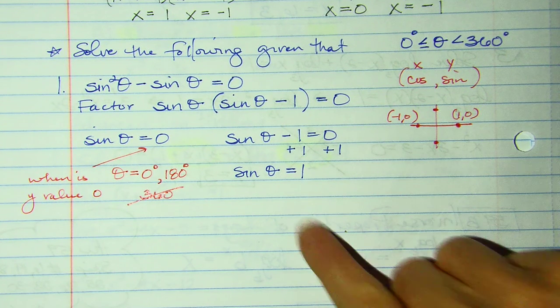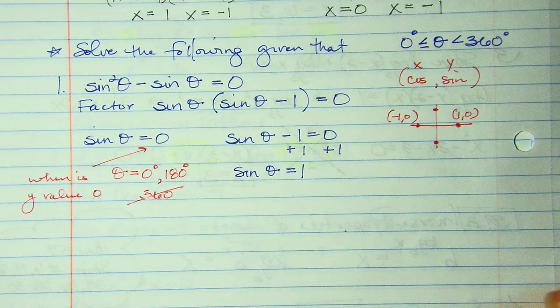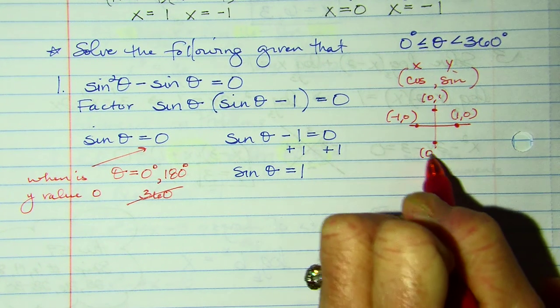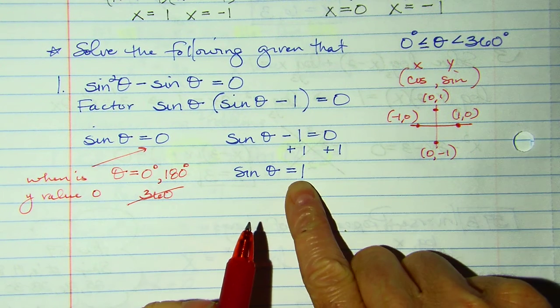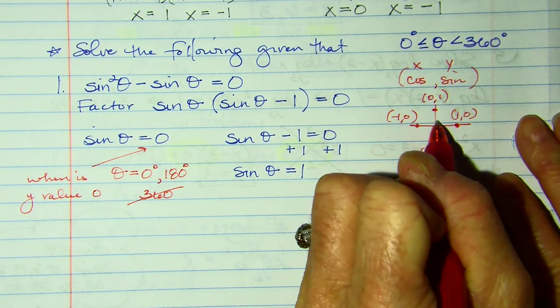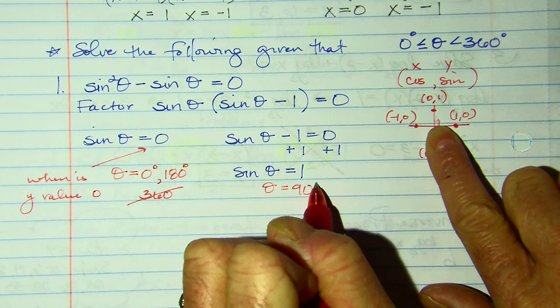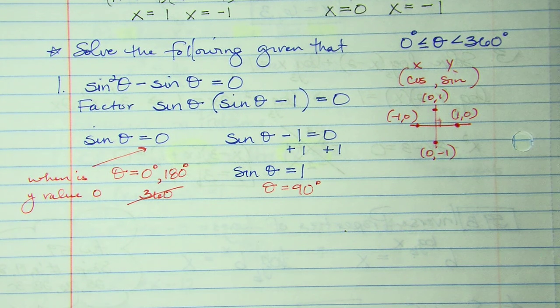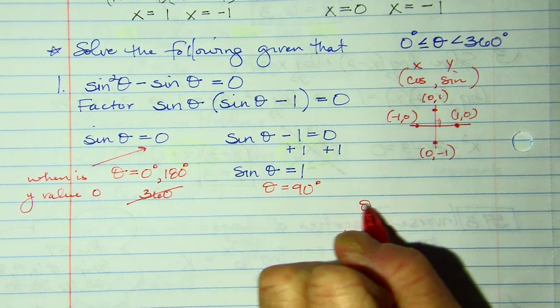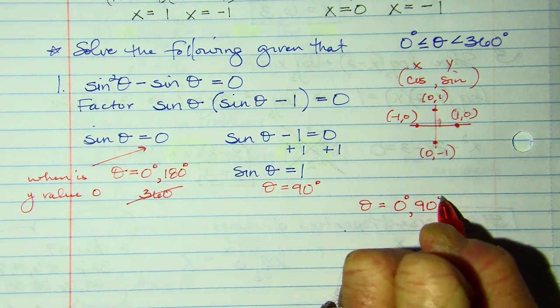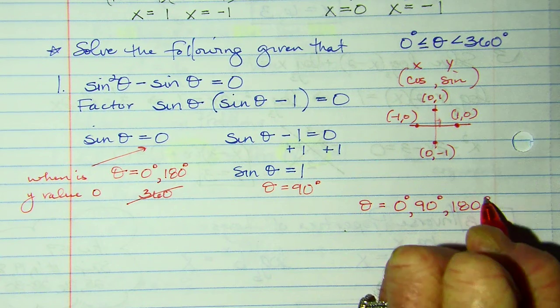So now let's talk about when the sine of theta equals 1. Well, the coordinates up here are 0, 1. And the coordinates down here are 0, negative 1. Notice this is positive, so it's referring to this coordinate here, which is 90 degrees. So if you'd like, you can write all of them together, or you can keep them separate. But the angles we found, theta, I like to write them in numerical order: 0 degrees, 90 degrees, 180 degrees.